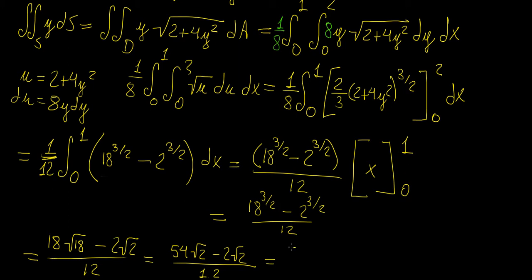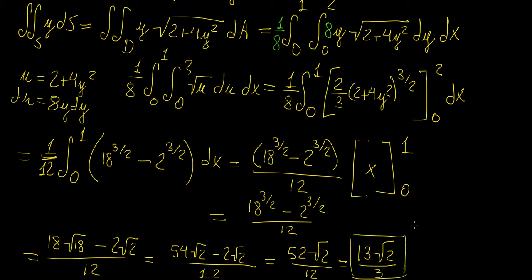And now we have 52 times square root of 2 over 12. And what else do we have here? Okay, and we can simplify this to 13 square root of 2 over 3. So that's the answer I was looking for.